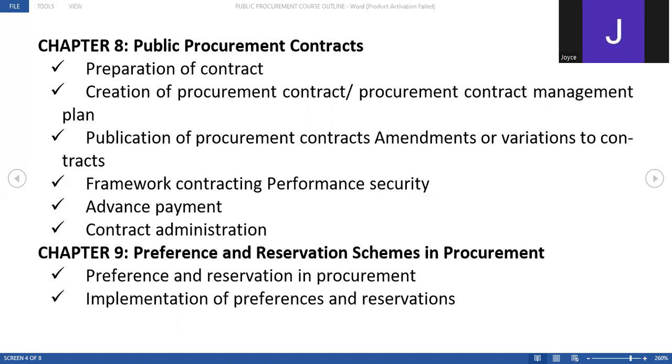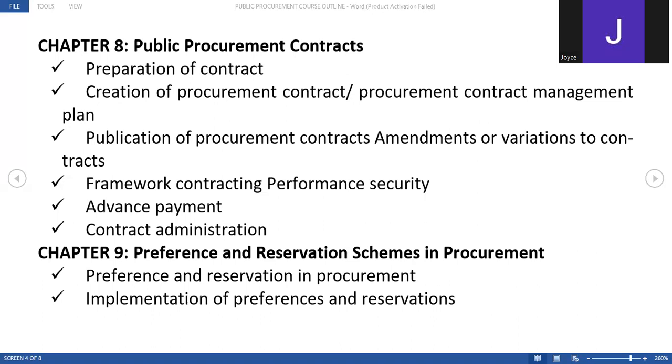Then publication of procurement contract, amendment or variation of contracts. We have framework contracting. We shall also be able to understand such issues. The issues of payment also, we shall talk about them. And issues of contract management or contract administration.